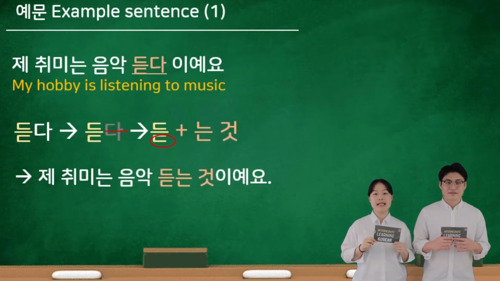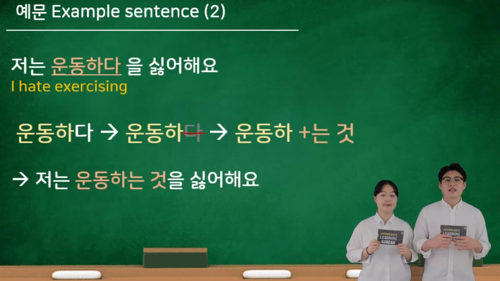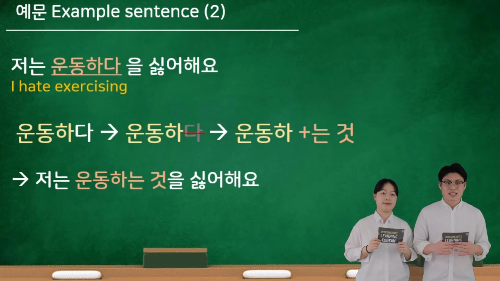This is the first example sentence. 제 취미는 음악을 듣다이에요. When we remove 다 from the verb 듣다, we can use 는 것. So it becomes 제 취미는 음악을 듣는 것이에요. Yeah, this is the second example sentence.